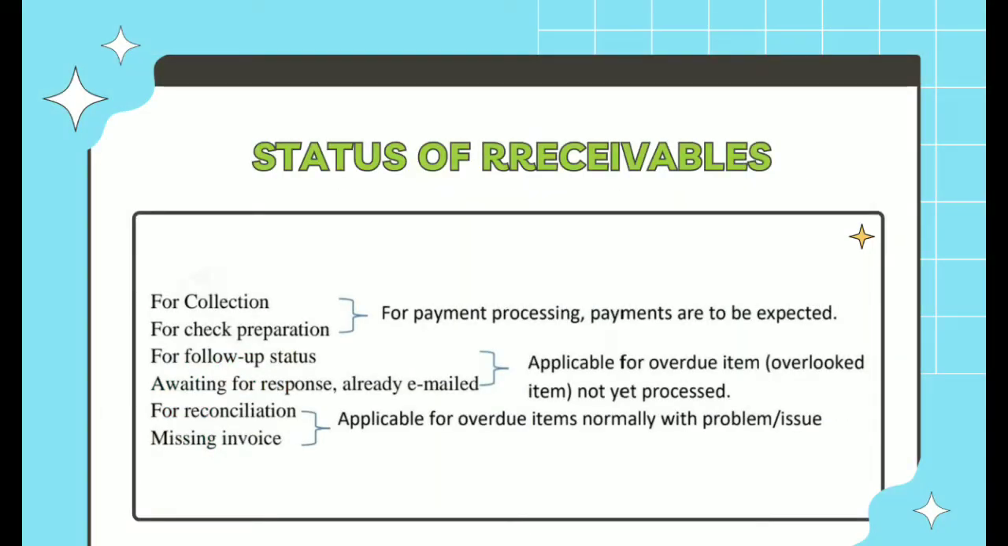And for the status of receivables per line item, we may use the following. For collection and for check preparation, it's for payment processing where payments are to be expected. For follow-up status and awaiting response already emailed, it's applicable for an overdue or overlooked item that is not yet processed. And for reconciliations and missing invoice, it's applicable for overdue items normally with problems or issues.